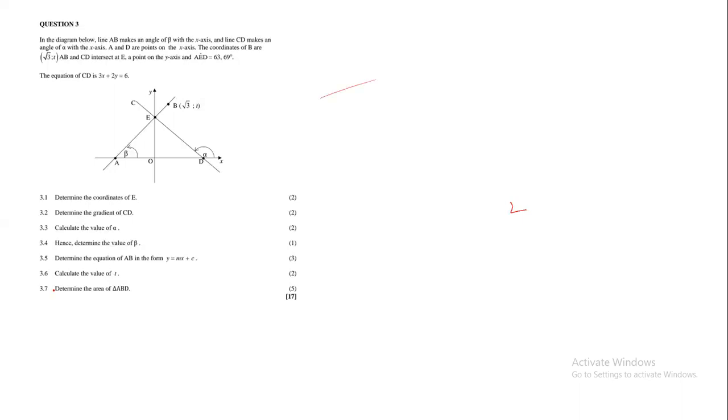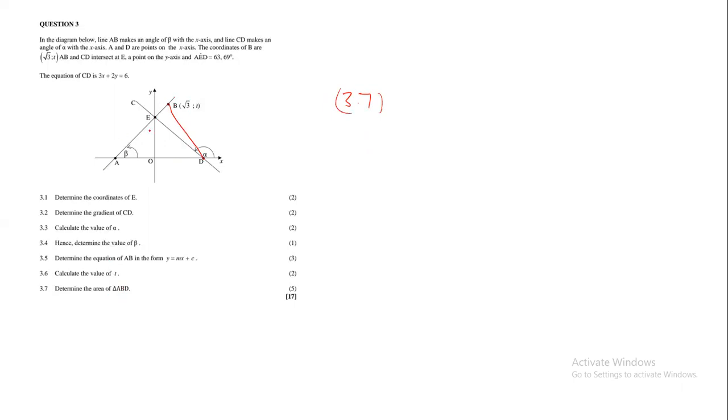So now we left at 3.7. We're supposed to complete 3.7. Now 3.7 said to us, determine the area of triangle ABD. I drew a line here to show this. It's the triangle that they are actually talking about, okay? So now we're going to have to determine AD first.